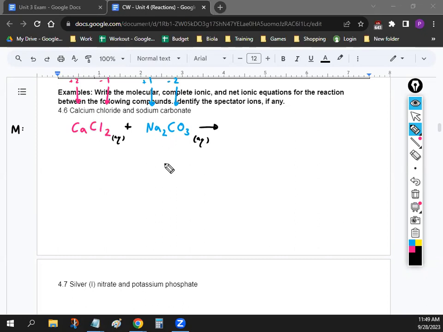Okay, let's do our double replacement. Calcium and sodium are going to switch because they both break up. So calcium is going to react with carbonate, and you're going to get CaCO3. Now, is this going to be soluble or solid? This one is a solid.